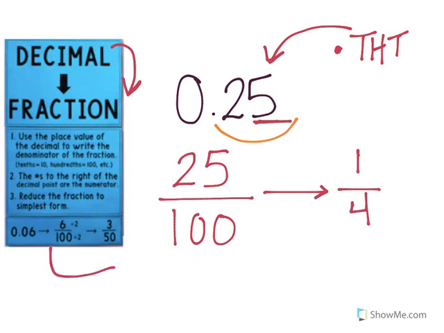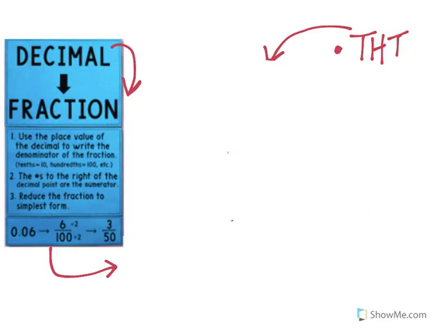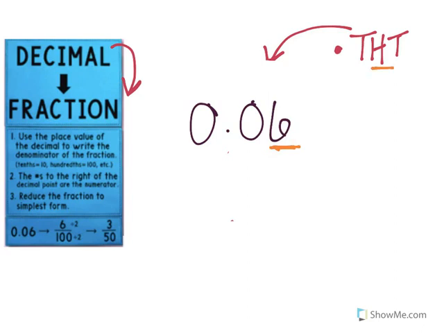If we want to look at another example, there's one provided on this anchor chart. So if we have 6 hundredths, remember I am going to use my knowledge of place values to determine my denominator. So I see that I have 6 hundredths, so my denominator is 100. Then I'm going to write the numbers that are to the right of the decimal, and that is going to be my numerator. So my numerator is 6.